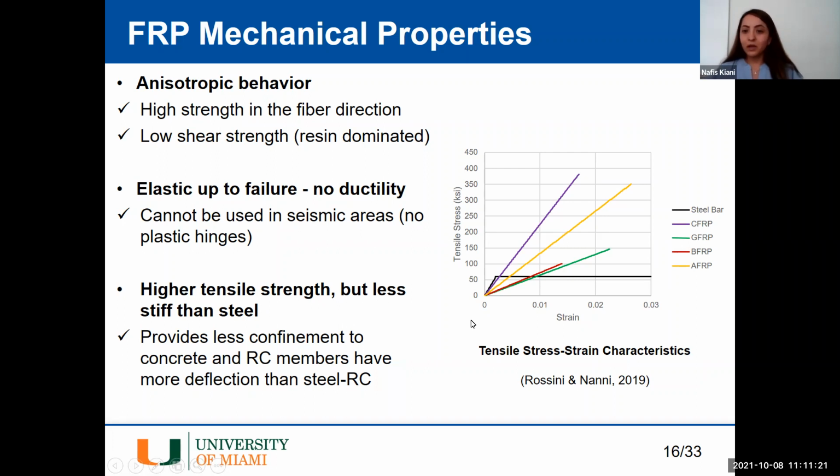So based on these mechanical properties, you could conclude that they cannot be used in seismic areas because there are no plastic hinges in members with FRP bars. They have higher tensile strength, but they are less stiff than the steel. So these properties provide less confinement to the concrete and RC member, and the low modulus of elasticity affects the deflection of the RC members that are using FRP bars.